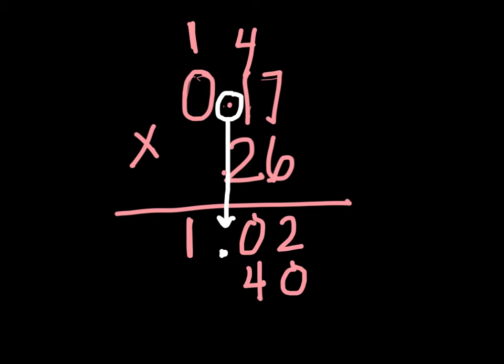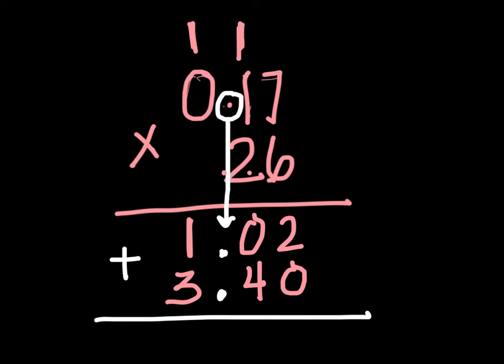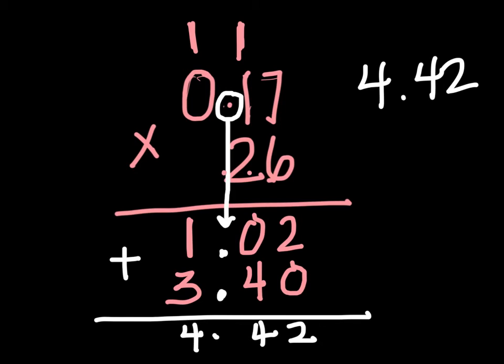2 times 7 is 14, so I'm going to regroup the 4, and up there at the top, we're going to have a 1 for 14. 2 times 1 is 2, plus 1 is 3. Don't forget to bring that decimal down. And now we know these are our partial products, so we need to add to get 2.44. So my answer is 4 and 42 hundredths. So we would say that the price increased by 4 and 42 hundredths.